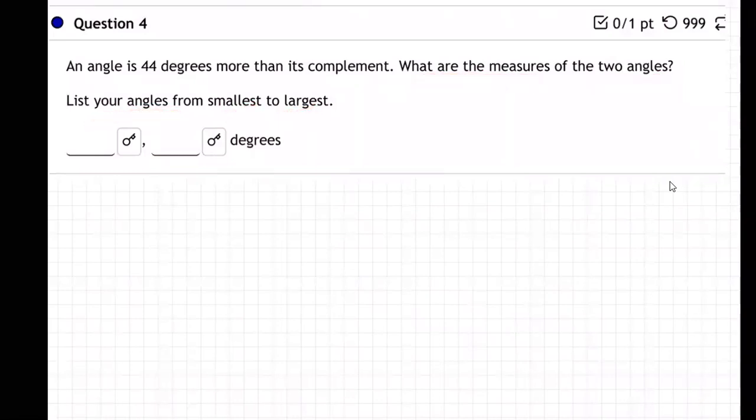Okay, so they're saying an angle is 44 degrees more than its complement. And again, you might have the word supplement. It randomizes the word there. Complement or supplement. So they're basically saying, hey, we got a couple angles and they're complementary or they're supplementary, is what they're basically saying. So, okay, what do I do about that?